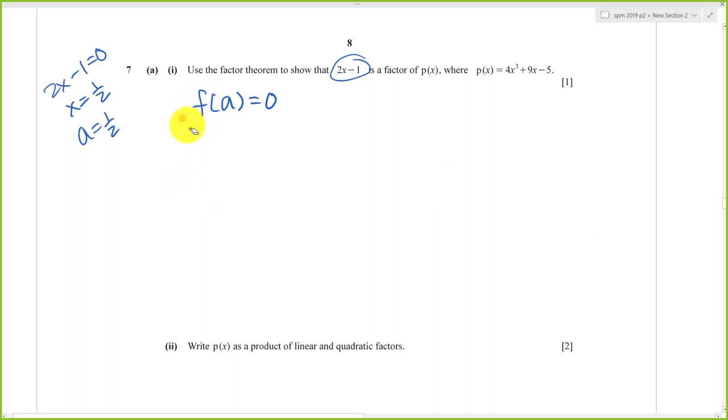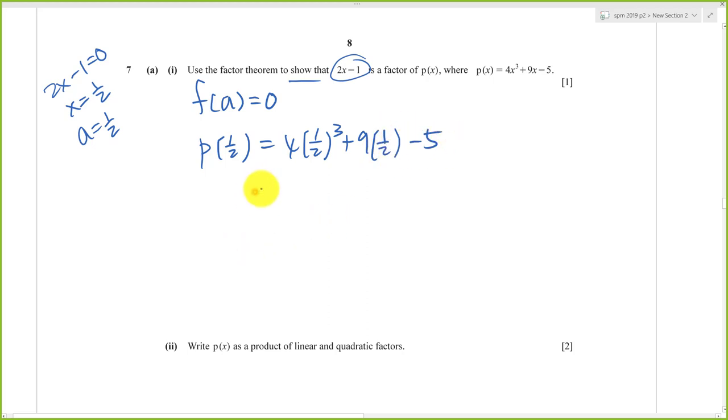So in this case p(a) equals 0. That's just the factor theorem. So I will do p(1 over 2) equals 0. Please write like this first. I know a lot of you prefer to write p(1 over 2) and then copy this equation here, which is correct in this case, because you need to show it. So it's 4 times (1 over 2) cubed plus 9 times 1 over 2 minus 5. If I get 0, it means I have already shown it is a factor. So let's see if it is 0 or not.